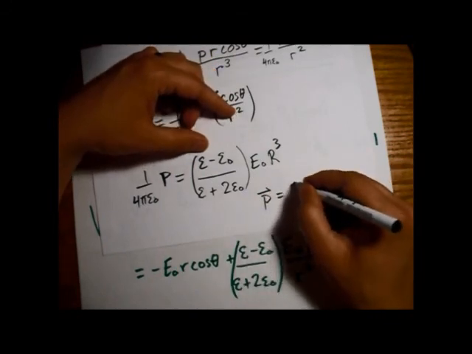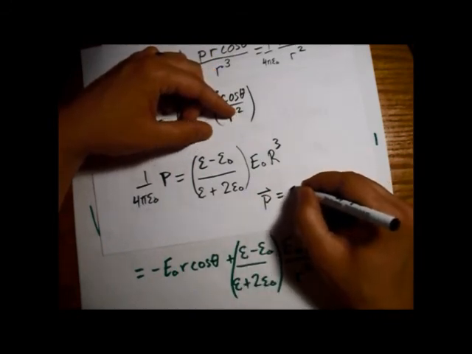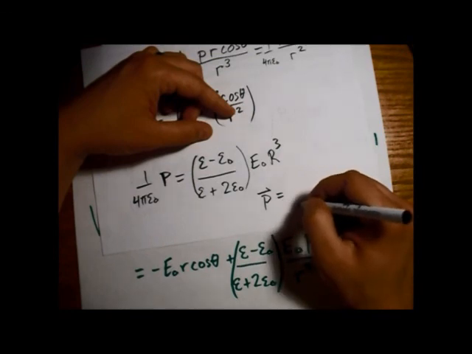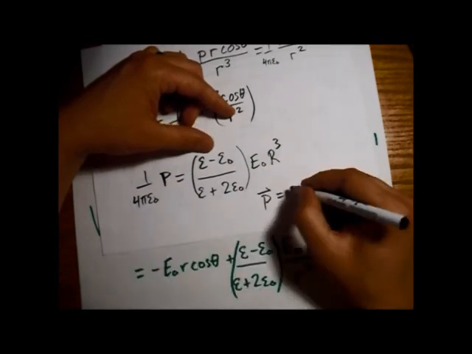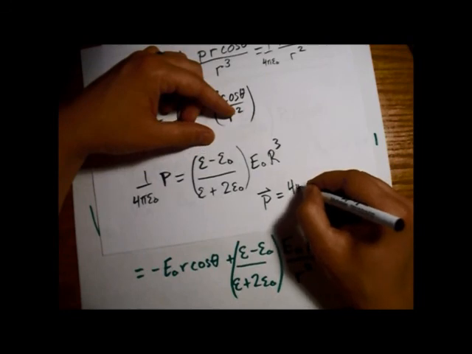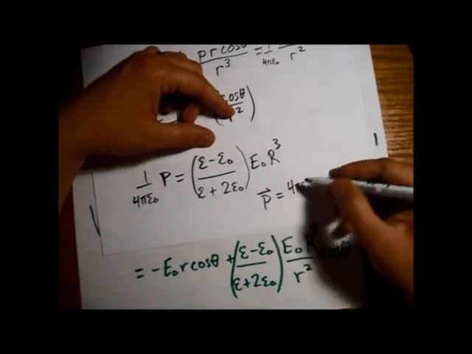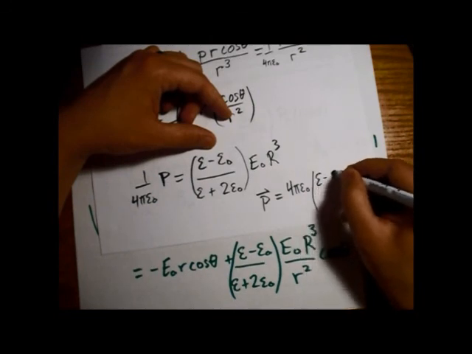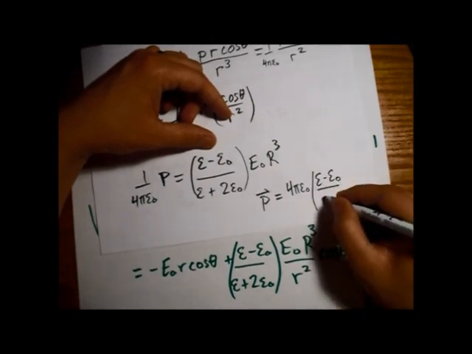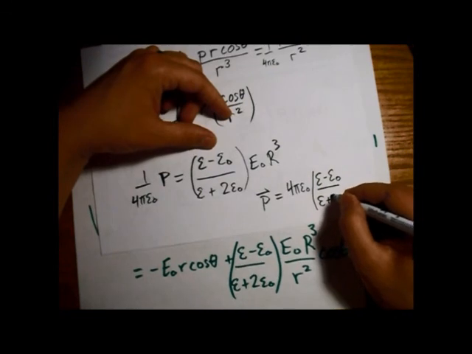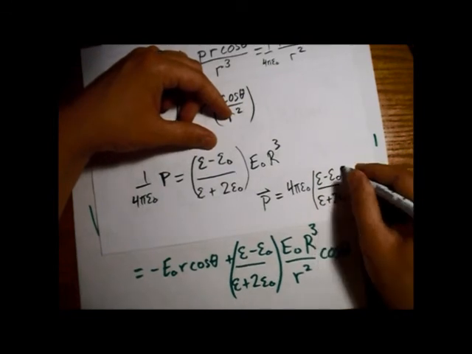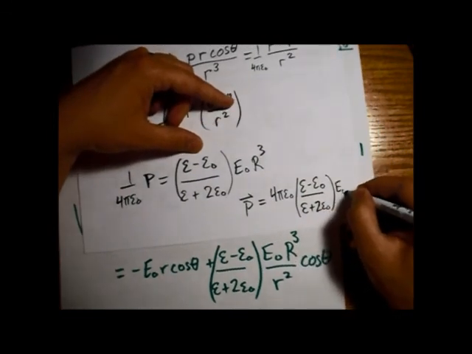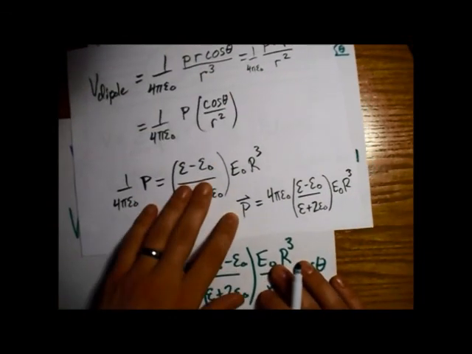Okay? This tells us the dipole moment, I put a vector because we'll show its direction in a second. I'm just going to leave it as a 4 pi epsilon naught. I don't want to mesh this epsilon naught in with everything else. Big E naught R cubed.